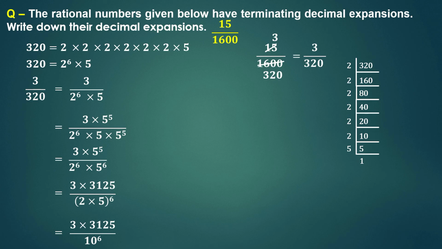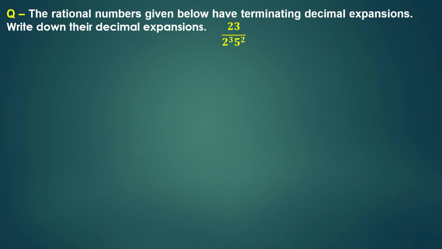And in the numerator, we have 3 into 3125. On multiplying the numbers in the numerator, we get 9375, and in the denominator, we have 10 lakhs. So, the required decimal expansion will be 0.009375. Moving on to the next number, which is 23 by 2 cube into 5 square.